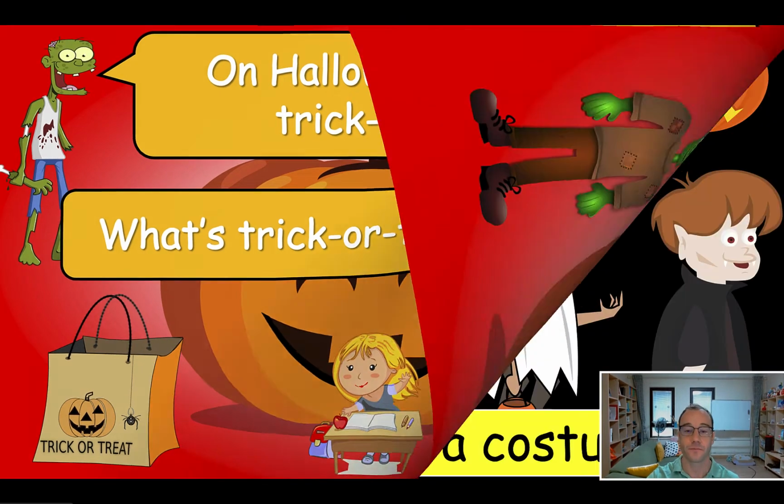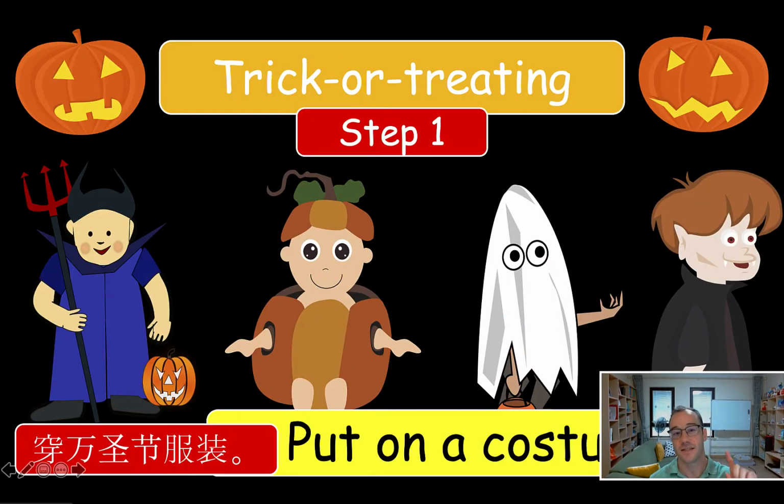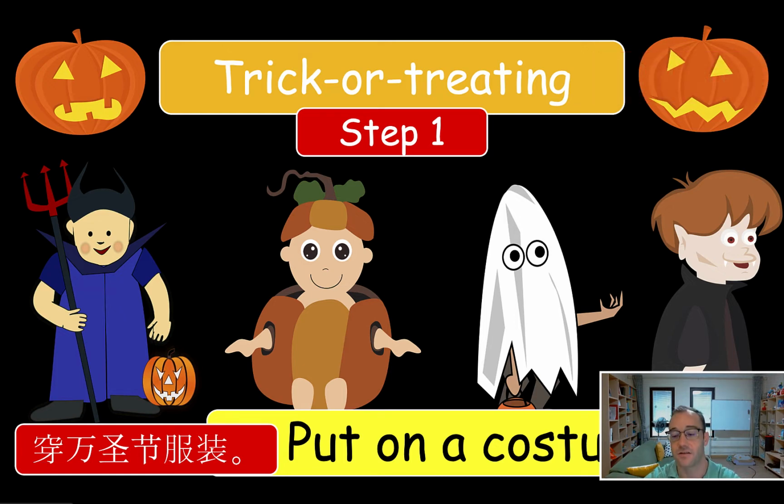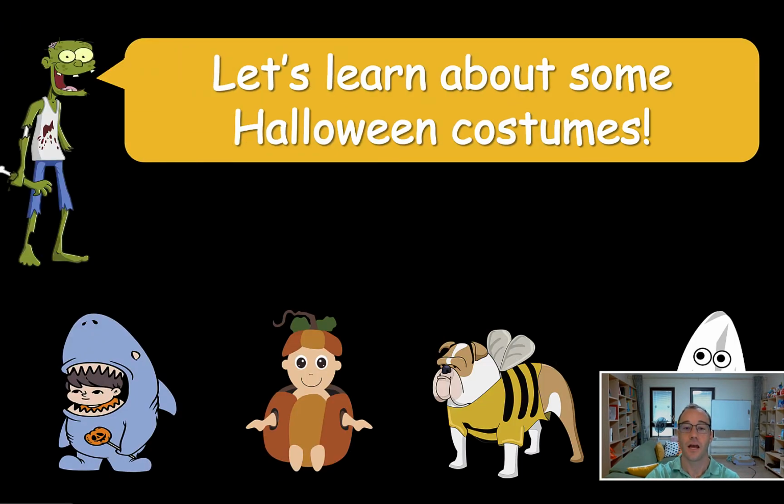So I say trick-or-treating, step 1. And I say, put on a costume. Put on a costume. I'll have them repeat it back to me. They can see the Chinese here. It's pretty obvious what it is. And they can see these students are wearing costumes. And I'll say, he is wearing a costume. She is wearing a costume. Okay, so put on a costume. And I'll say, let's learn about some Halloween costumes.